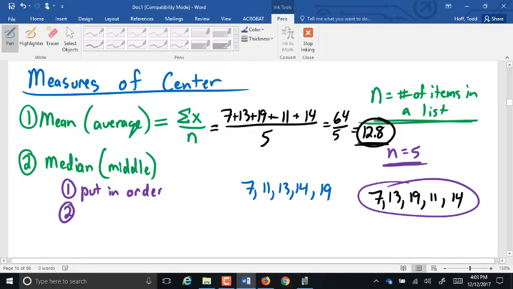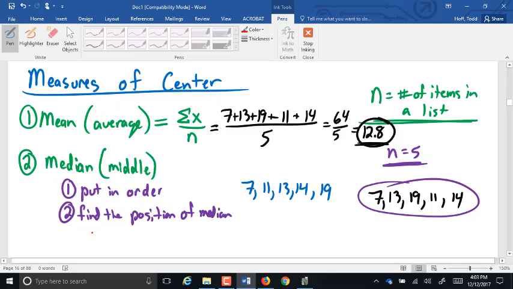Step 2, find the position of the median. Now, many of you might have been taught for small sets like this, you just cross off the first and last, cross off the first and last, and you see what's left in the middle. And for small sets, that does work. As they get bigger, that's not such a handy way of doing things.